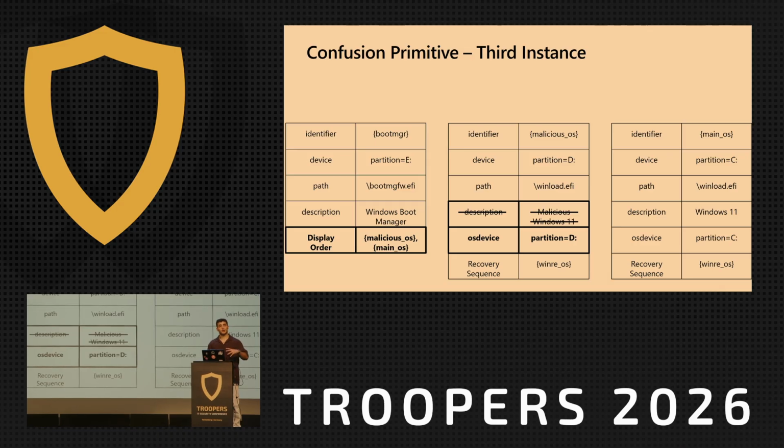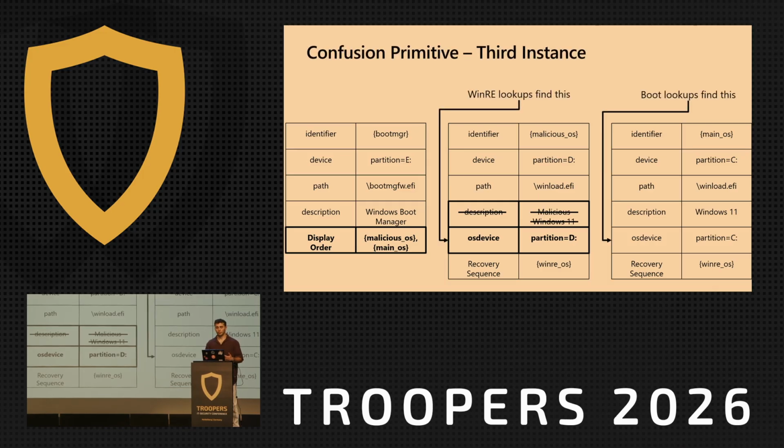Now, even if that primitive was fixed, and WinRE would honor the trusted OS device, other differences still enable another confusion primitive. And this leads to the third issue, which is that WinRE does not filter out missing device path or description elements, while the boot phase does. So an attacker can create a malicious OS object without a description element and point its OS device to an attacker-controlled volume. Then it should prepend that malicious object to the display order so that first the malicious object is encountered and then the main one.